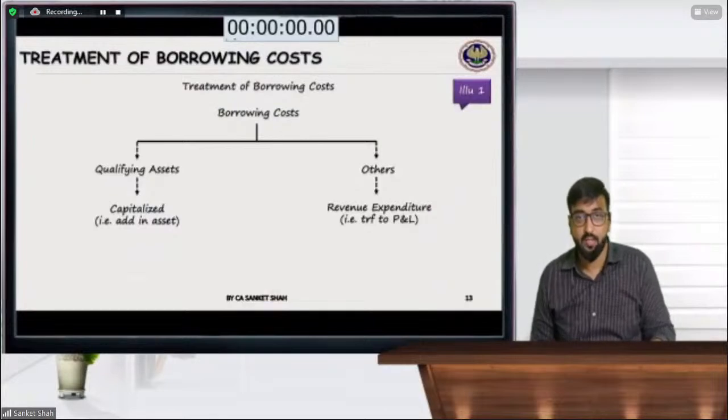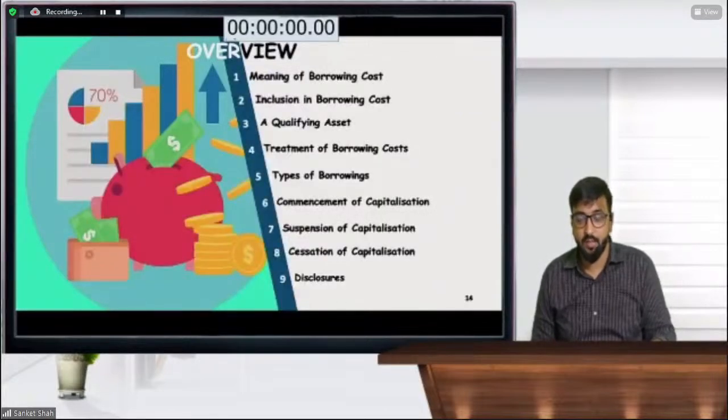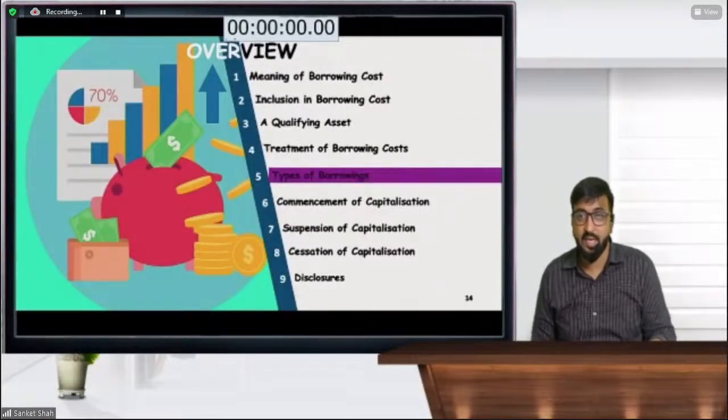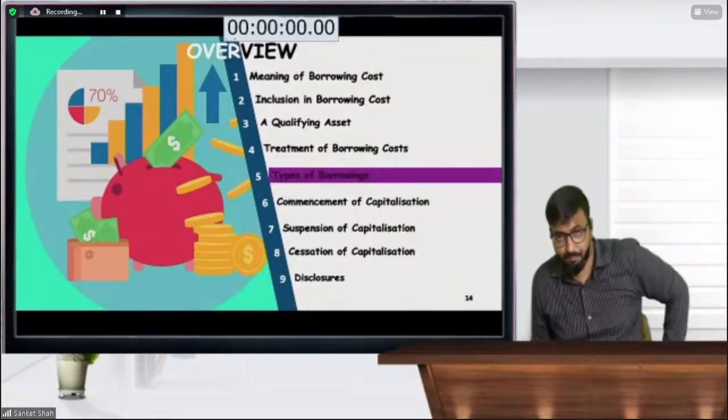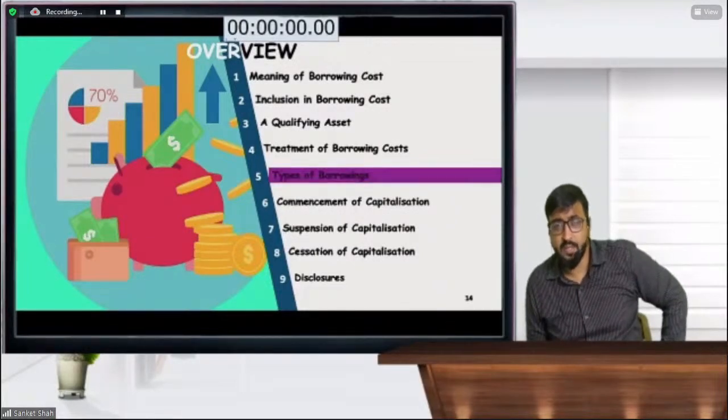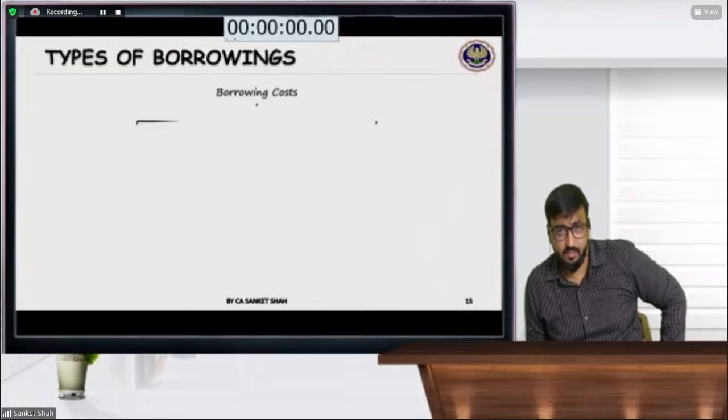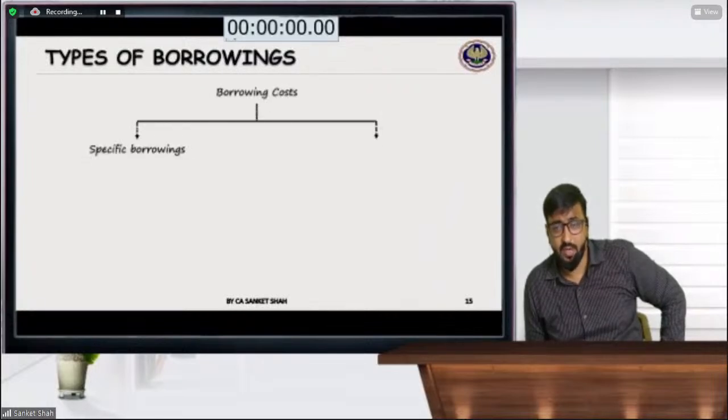Chalo, illustration number 1 is completed. Now understand types of borrowings. Now second one, types of borrowings, sir. There are two types of borrowings. One is specific borrowing, and the second one is general borrowings.